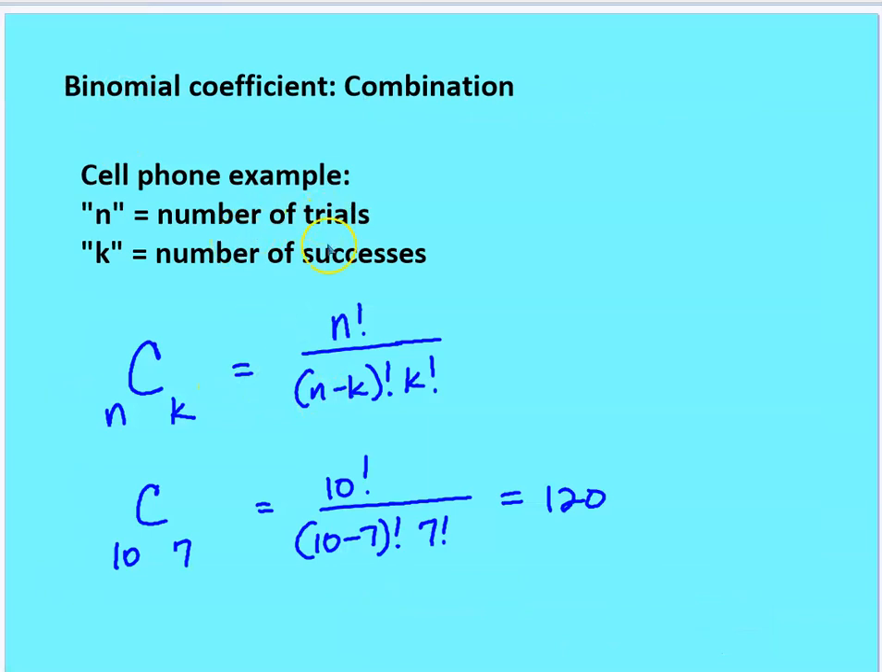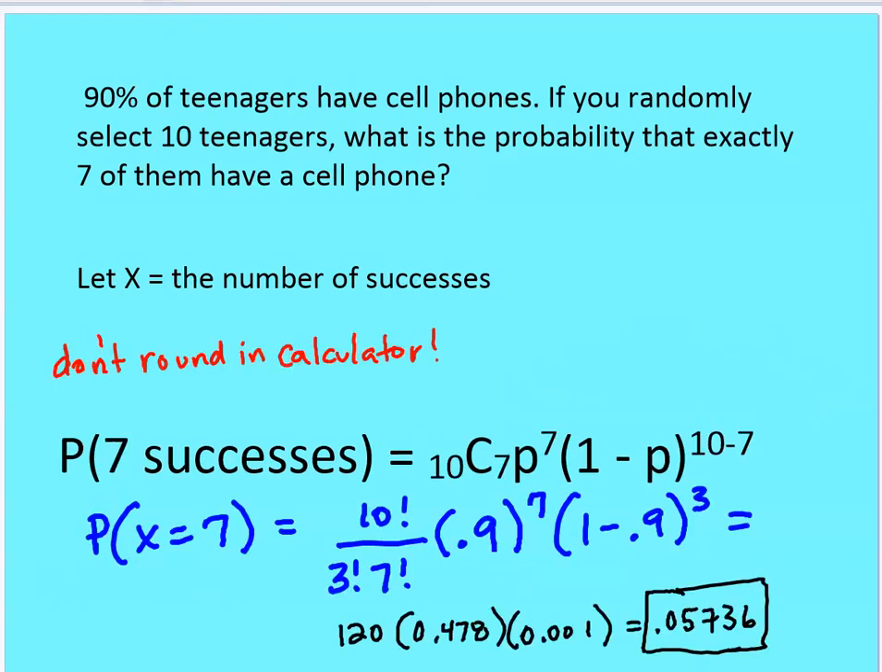So n is the number of trials minus k. So I have n factorial, which is the number of trials, 10, over n minus k factorial, the number of successes is 7. 10 minus 7 is 3 factorial times the number of successes, 7 factorial. Right, so we're using this combination formula to find this value. So 10 factorial, number of trials, and then 10 minus 7 is 3 factorial times the number of successes, 7 factorial.